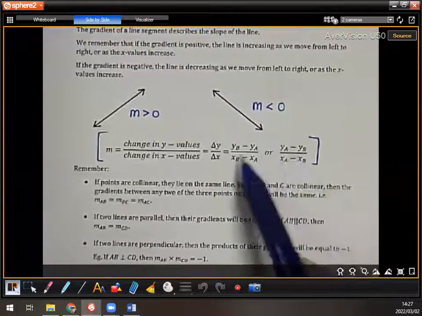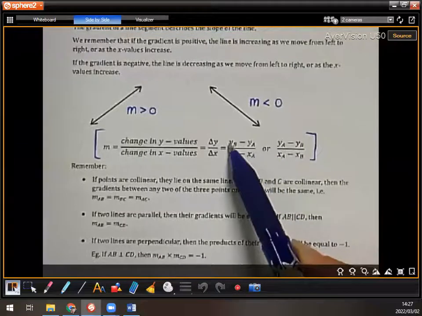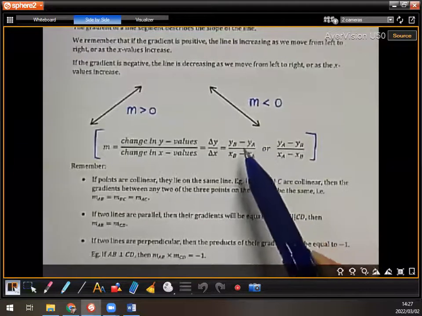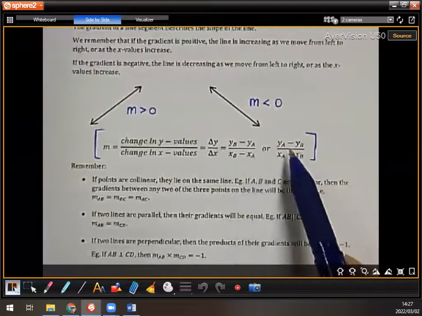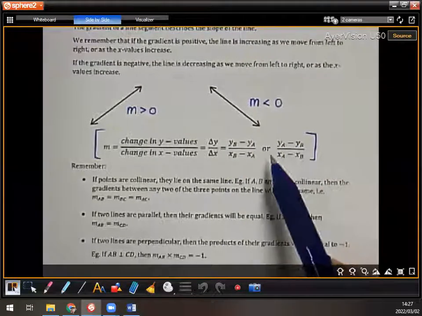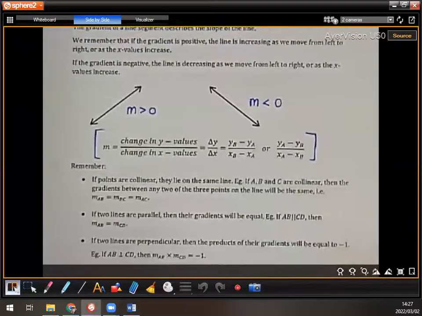So you can decide. You see here that I wrote two options. You can take the y value of B minus the y value of A, but then you have to use that same order for the x's. Or you can do A minus B, but then you must do A minus B at the bottom. So again, we'll practice this a bit now.